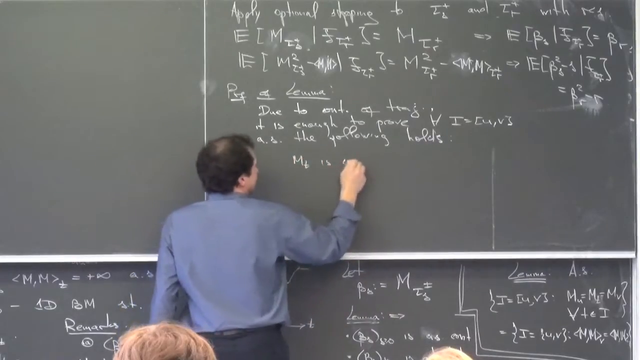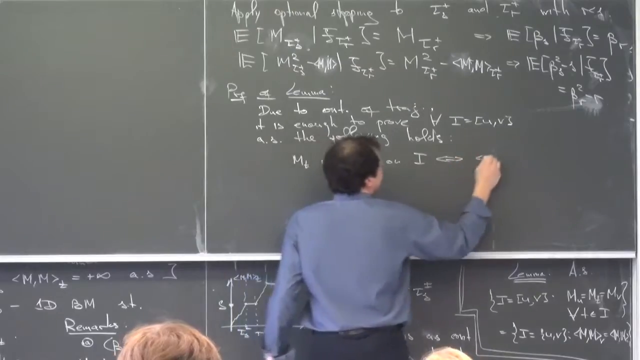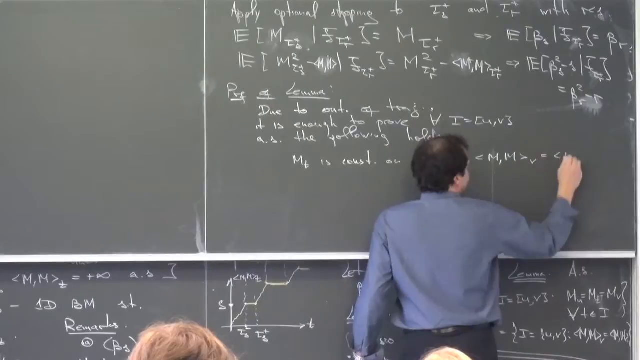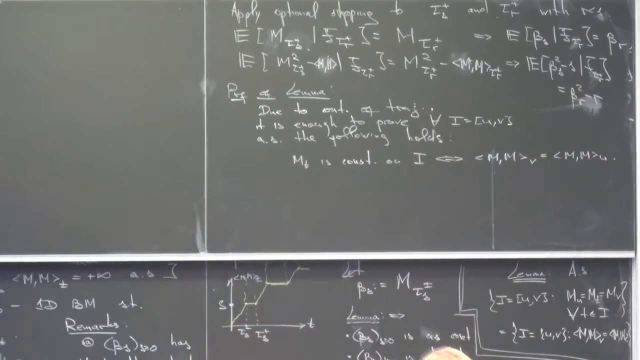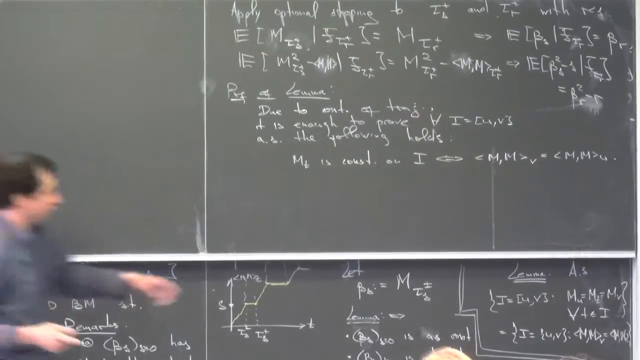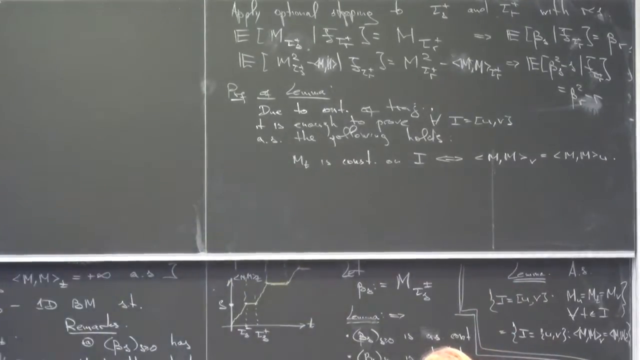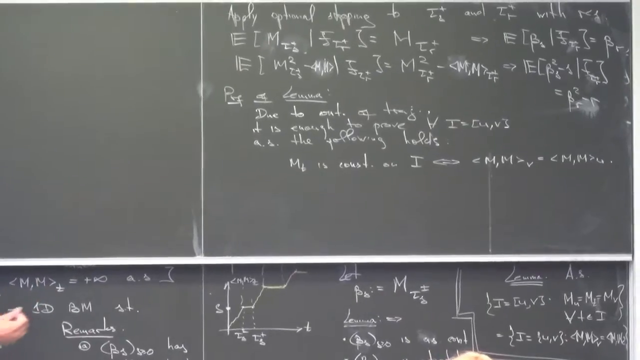M is constant on the interval if and only if the quadratic variation is constant. You can interchange almost surely and the set of all the intervals because you can take the countable set of intervals and it's enough. Okay? And then this is a trivial claim.